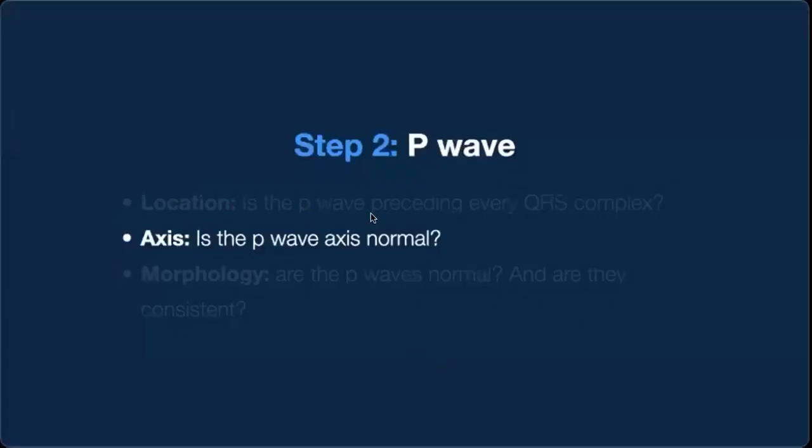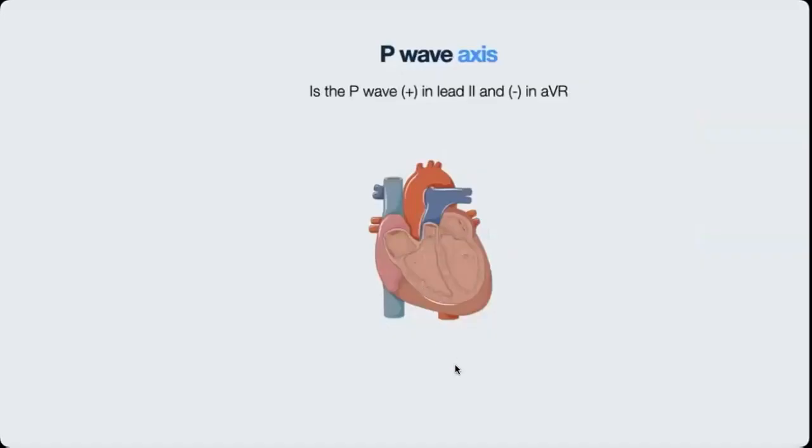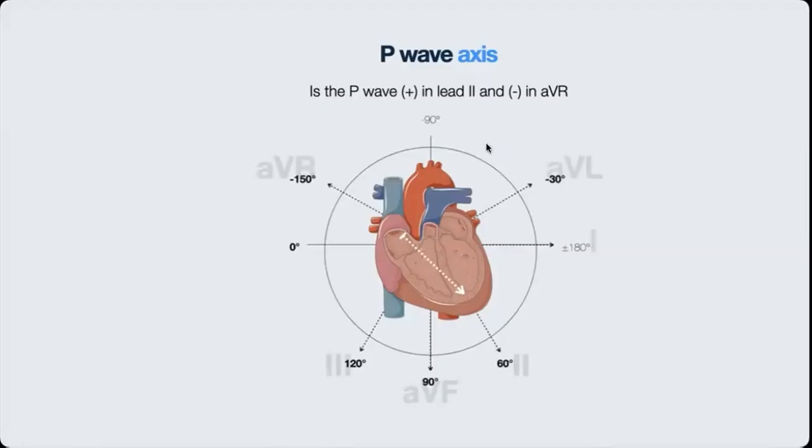The next part of looking at the P waves is to comment on the P wave axis. Is it normal? So what is the P wave axis? Basically, we're interested in the general direction of the electrical activity in the atria. If the electricity is coming from the sinoatrial node, it moves in this general direction shown by the arrow. If we include our hexaxial reference system, or Cabrera system, you can see that in the atria it's moving towards lead II and away from aVR. So when looking at the P wave, you'd expect a positive P wave in lead II and a negative, or upside down, P wave in aVR.